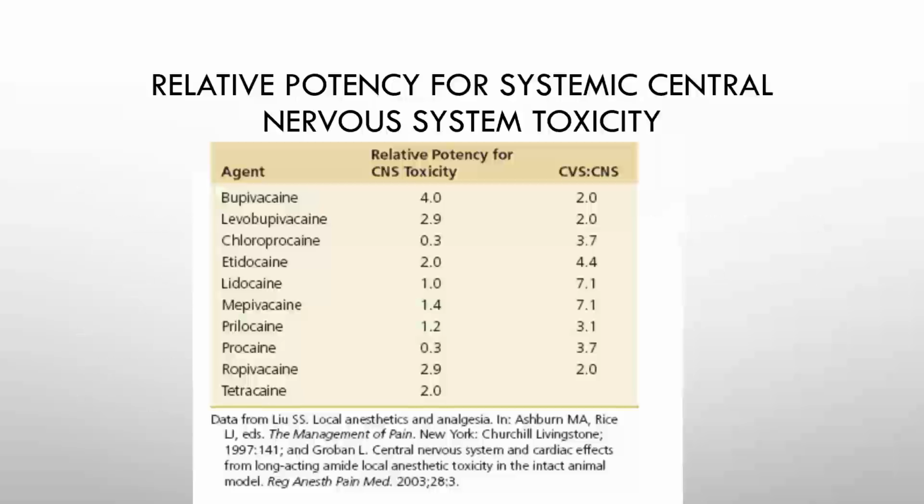Now here, take a look at the toxicity potential of lidocaine with bupivacaine and chloroprocaine. So if lidocaine, the relative toxicity for CNS is 1, you can see bupivacaine is 4. Now, moving toward other agents, you can see where is chloroprocaine. Chloroprocaine is 0.3, and ropivacaine is pretty close to the bupivacaine here. And here you can see the relative cardiovascular over CNS. So bupivacaine is again 2, and let's go back to lidocaine, 7.1.